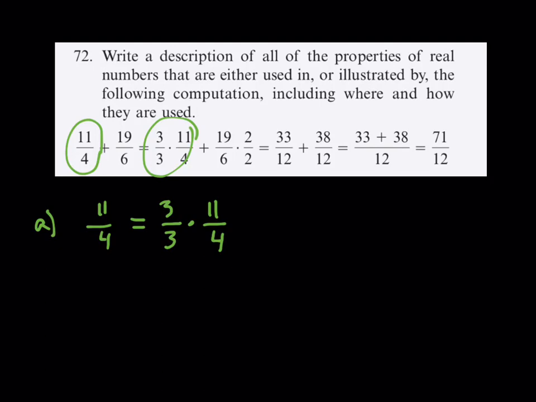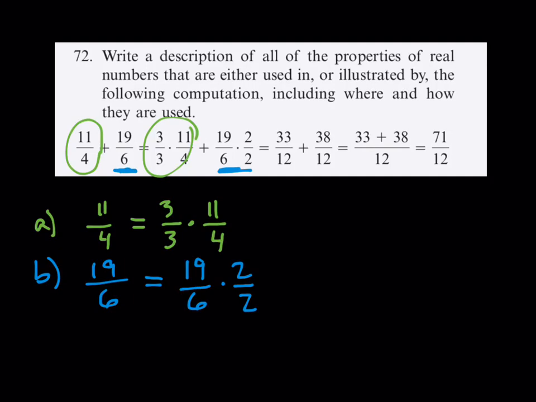The next thing I see is that 19/6 was multiplied by 2 over 2. Okay, so we know 19/6 is the same as 19/6 times 2 over 2. So if you can get part A, you can get part B here. Figure out what property that is.